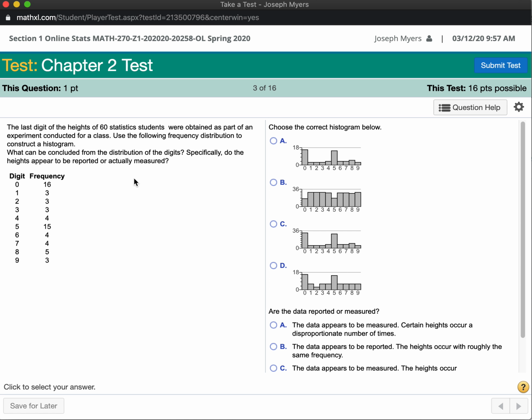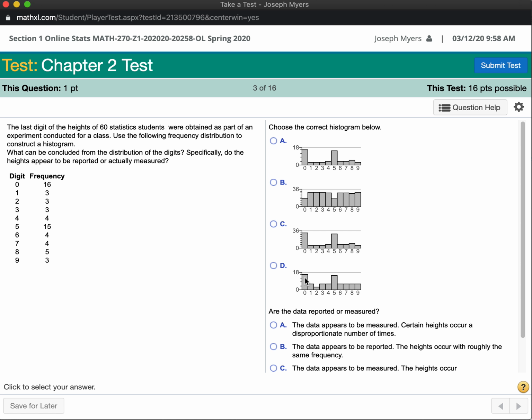The last digits of the heights of 60 statistics students were obtained. So the most common one is 5. Actually, 0 is the most common one. And then 5. So 0 should be the highest, and then 5 should be close. It should be 16 for 0, so it could be A, or it could be D.